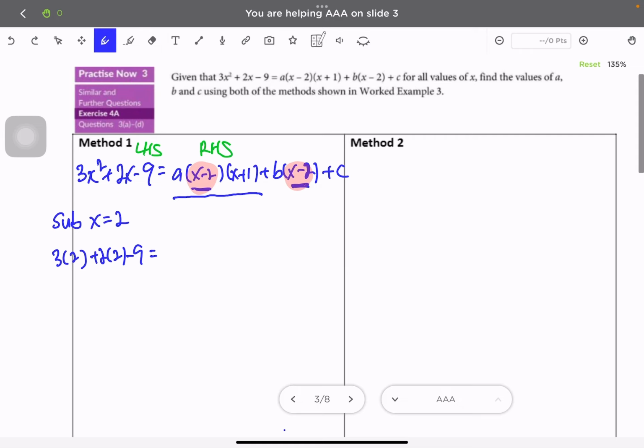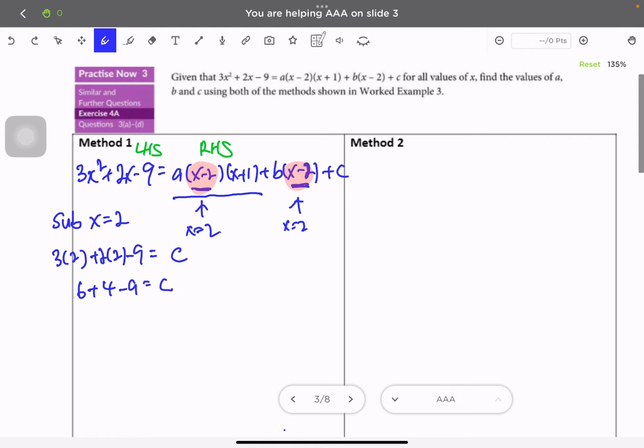Okay. And this part here will also be 0, correct? When x equals to 2, this will be 0. This will also be 0. Okay, so only left with c. So I will just write c here. So when we work out the value, this will be 3 times 2, 6 plus 4 minus 9 equals to c.